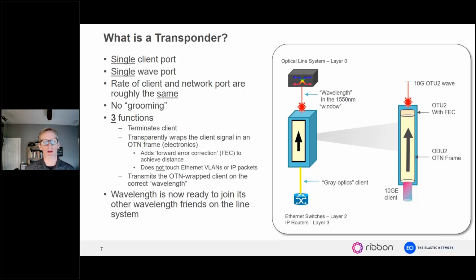And the important thing about the wrapping there is it doesn't touch the Ethernet VLANs or the IP packets. It just takes the whole shebang from the 10 gig client, puts it into an OTN frame, and off it goes. And it allows you to pick which wavelength you want that client to be mapped to. And you just provision that. You say, I'm going to pick wavelength 1, wavelength 2, wavelength 3, or whatever. And that wavelength you create is now ready to join its other wavelength friends and be multiplexed together and transmitted over distance on the line system.